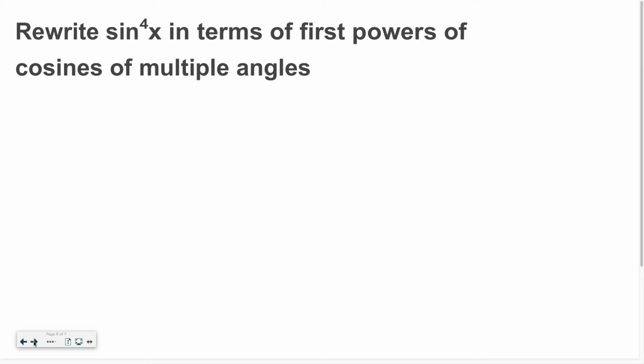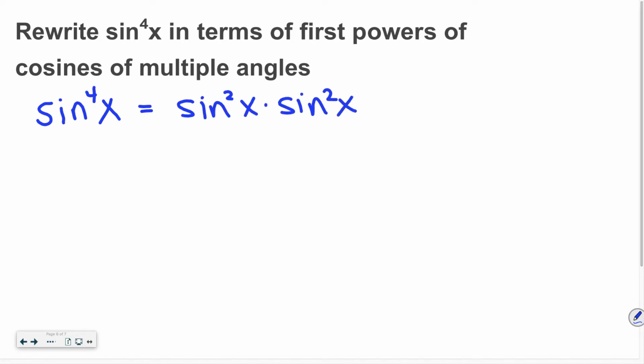Okay? So did we have a formula for sine to the fourth of x? No. We have formulas for sine squared. So I'm going to rewrite sine to the fourth as sine squared x times sine squared x, so we can use our power reducing formula.